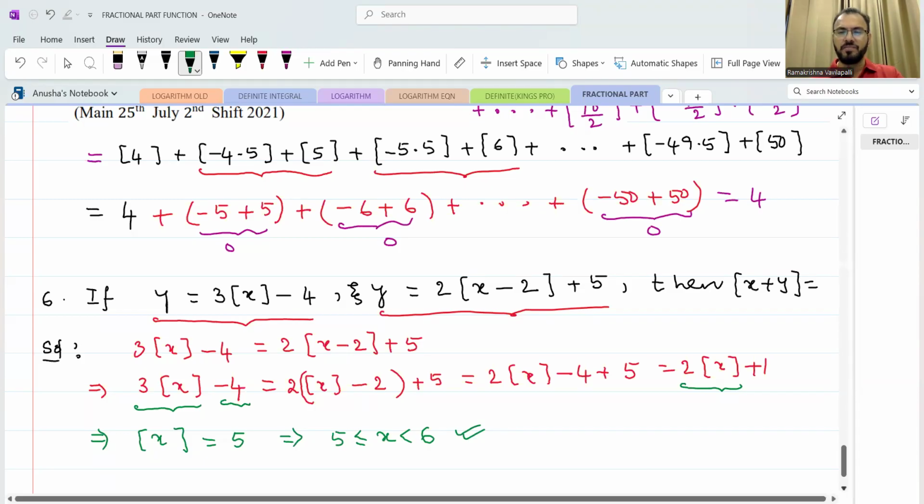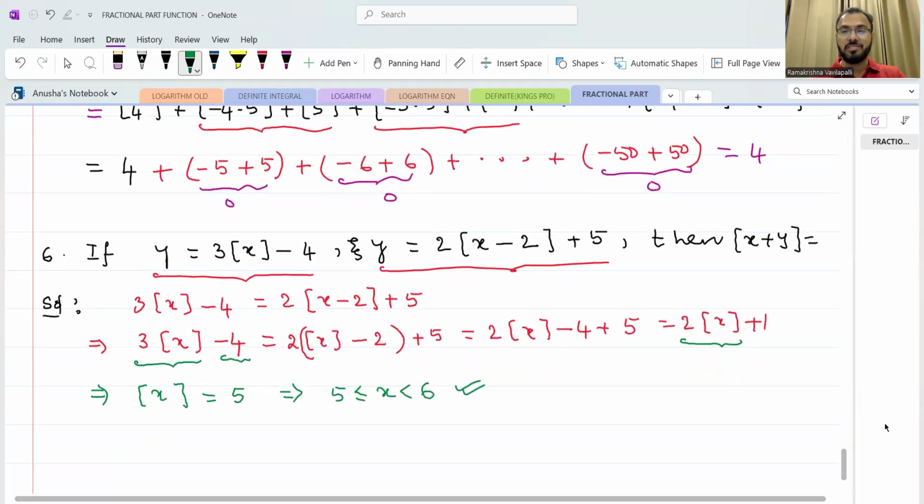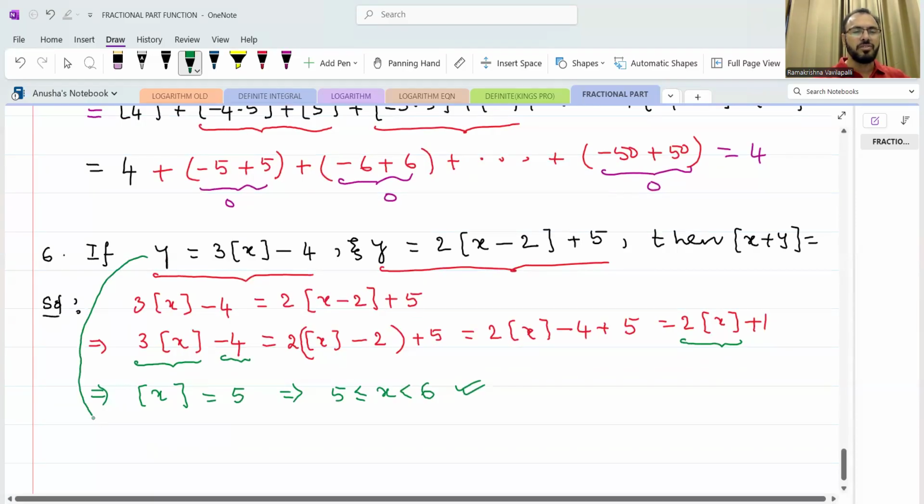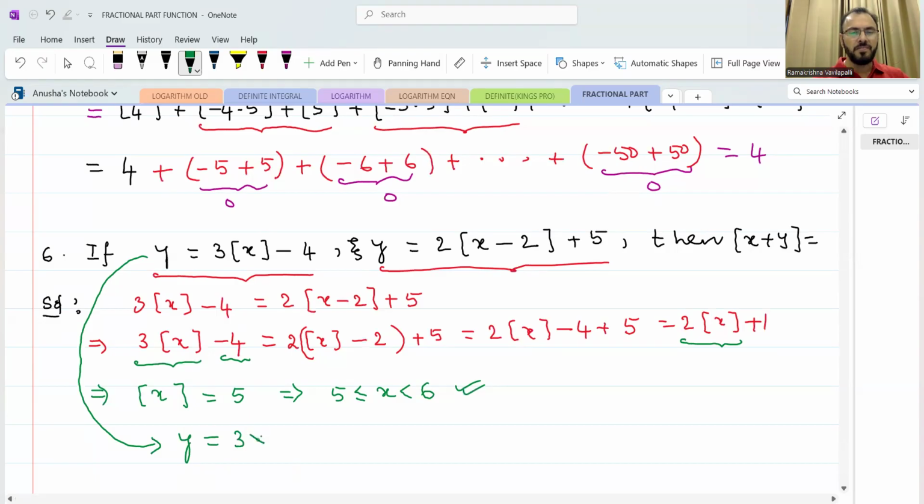All right. Integral part of X plus Y is not equal to integral part of X plus integral part of Y all the time. That happens only when they are integers. I'll explain. Now substitute here: Y equal to 3 into 5 minus 4, that's equal to 11.